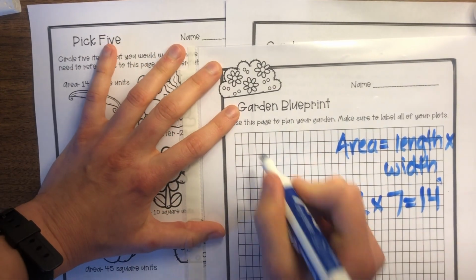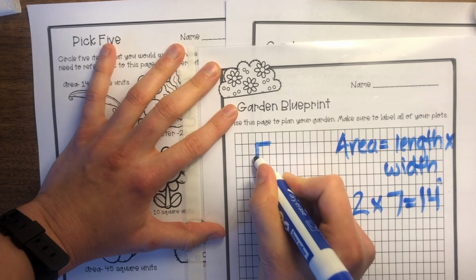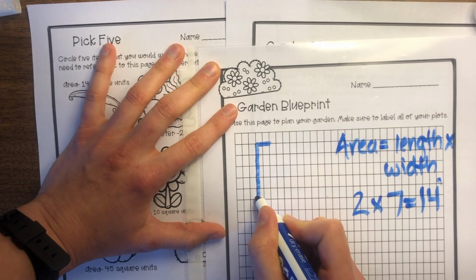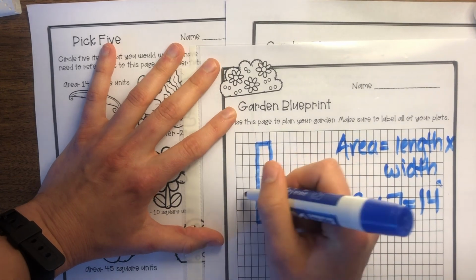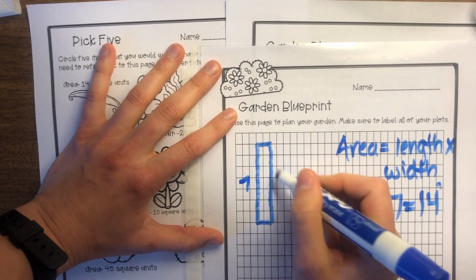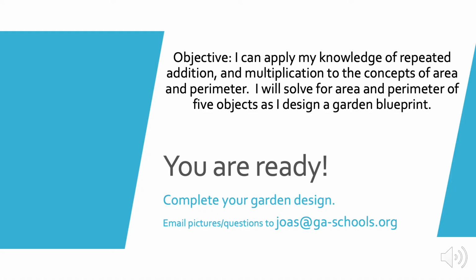So I'm going to pick an area. I'm going to do 2 for the length and actually 7, 1, 2, 3, 4, 5, 6, 7 for the width. That means that I've chosen to do 7 on this side, 7 on that side, 2 on this length, 2.